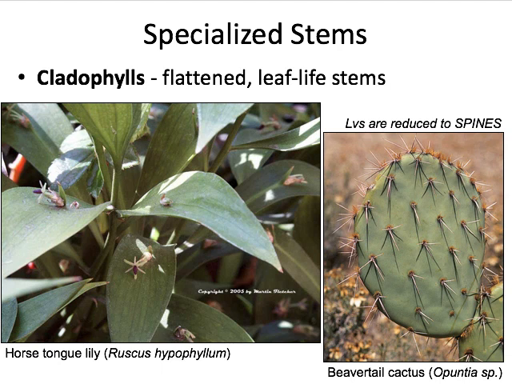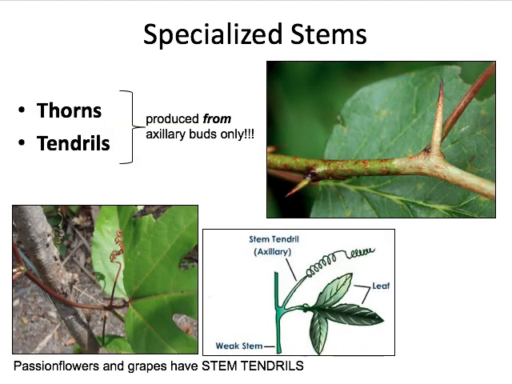Cladophylls are unique. They are flattened, leaf-like stems. Things such as horse-tongue lily and cactus produce these cladophylls. Often, these cladophylls have leaves that are reduced to very small structures. For example, in the cactus, the leaves are reduced to pointy spines. Spines, therefore, are modified leaves.